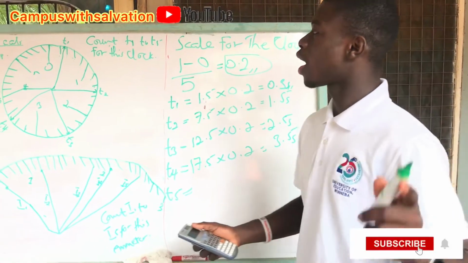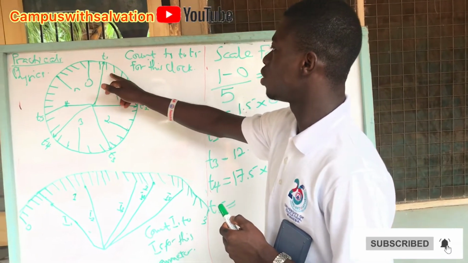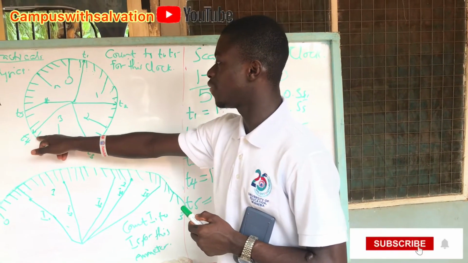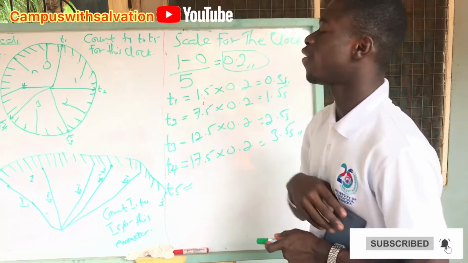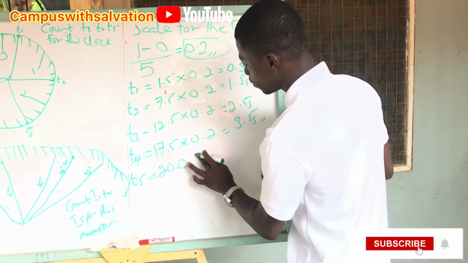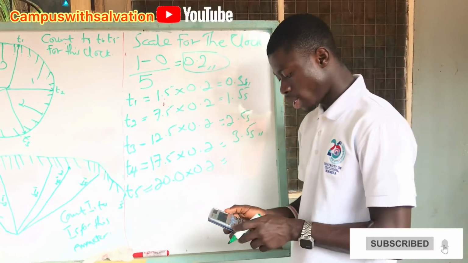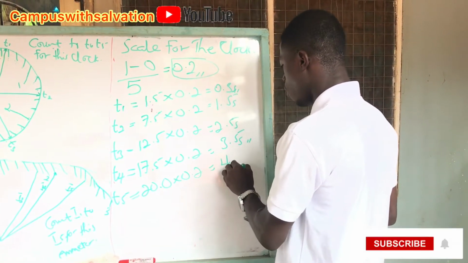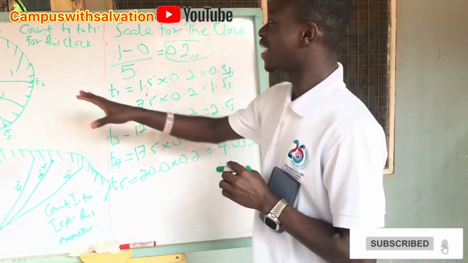T5. So we are calculating for T5, which is also simple. So let's start 1, 2, 3, 4, 5, 6, 7, 8, 9, 10, 11, 12, 13, 14, 15, 16, 17, 18, 19, 20. It falls exactly on the 4, so which is 20. So we have 20.0 times 0.2, which will give us exactly 4.0 seconds. So this is how we solve such questions.